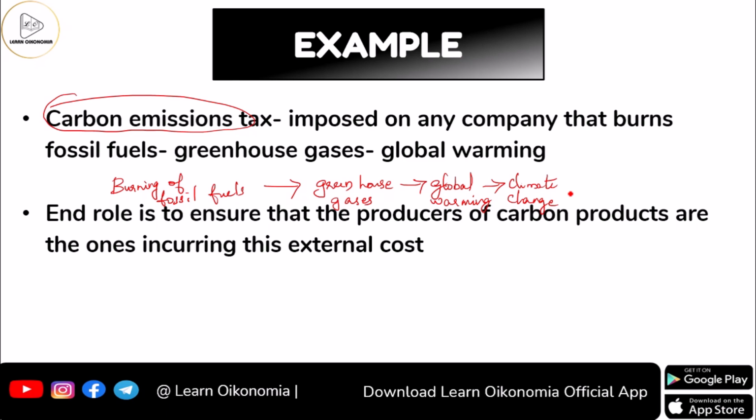With the imposition of a carbon emission tax, what we mean is to put an end to the production of some carbon products. Whenever you go for production of carbon products, it incurs an external cost to the whole economy. We need to put an end to this, and that's why we go for something in the name of carbon emission tax.